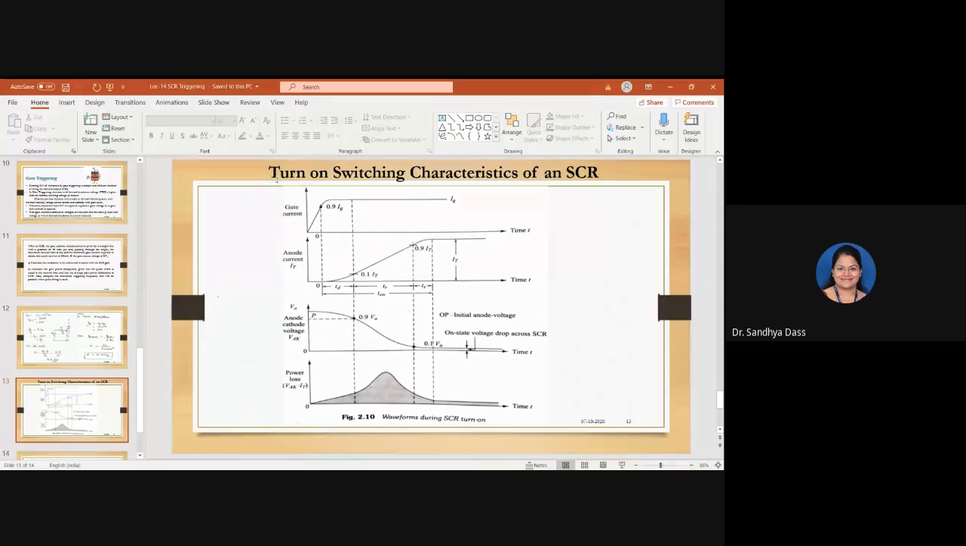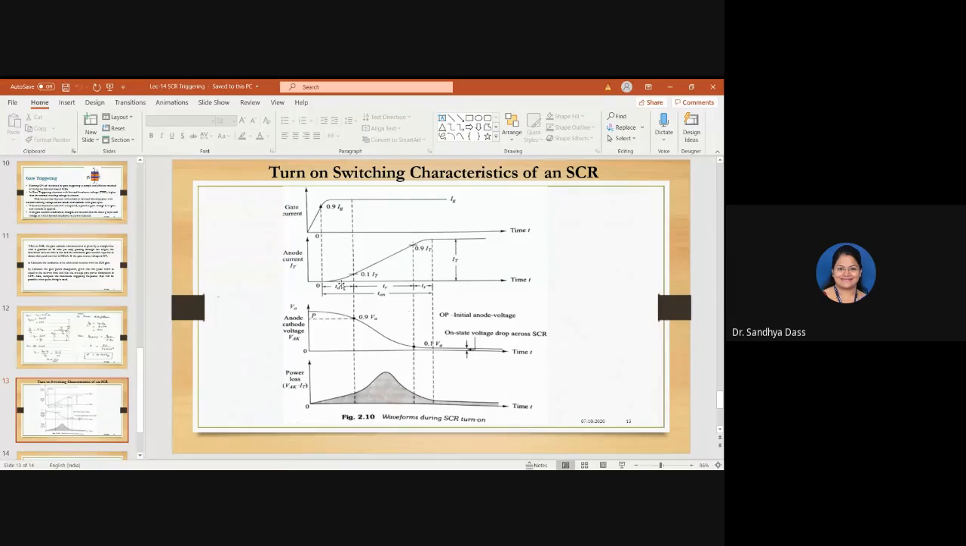When we are talking about turn on characteristics, turn on time is nothing but the summation of delay time, rise time, and here it is spread time. So the total turn on period of an SCR is the total time taken by summing up the delay time, rise time, and spread time. So what is delay time? Delay time is nothing but the time required for the anode current to reach 10% of its maximum value. So this is the delay time.